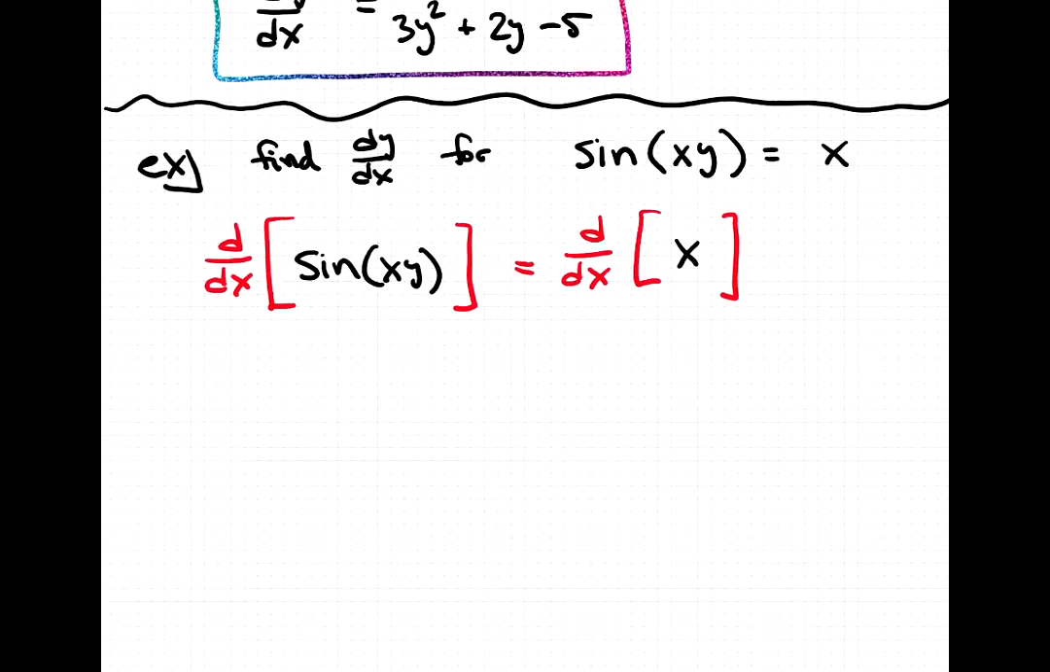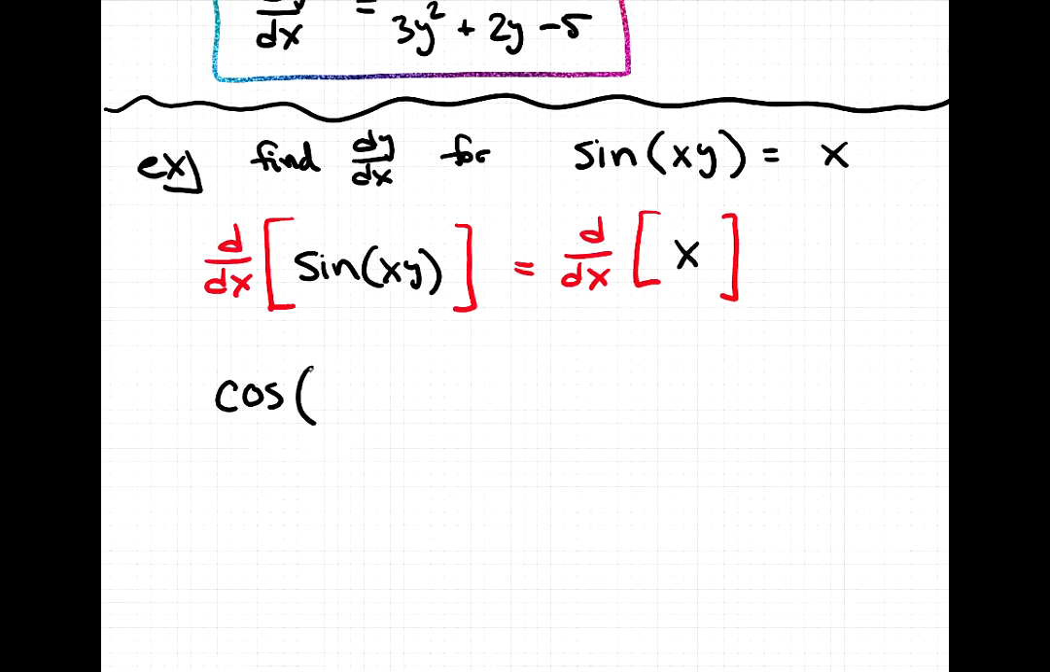So, starting on the left-hand side, the derivative of the sine function is the cosine function. So we take the derivative of the outer function, the inner function remains the same, times the derivative of the inner function, which is the product x times y. And on the right-hand side, the derivative of x with respect to x is 1.